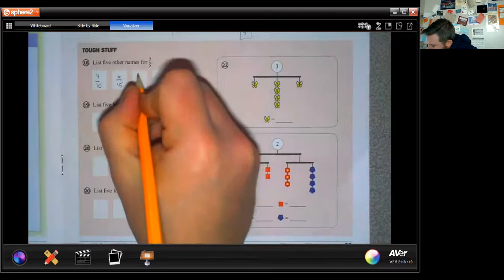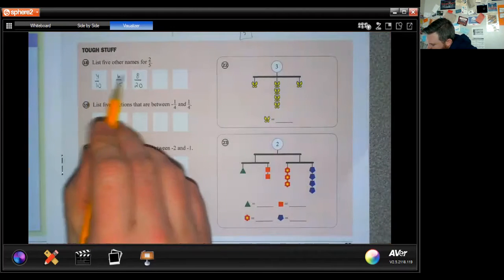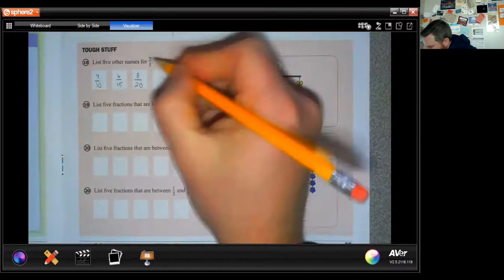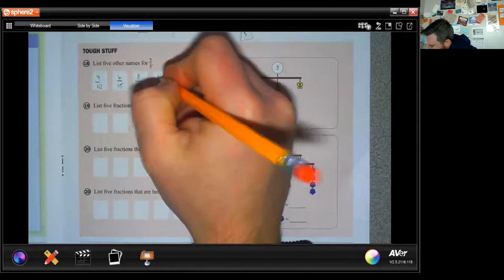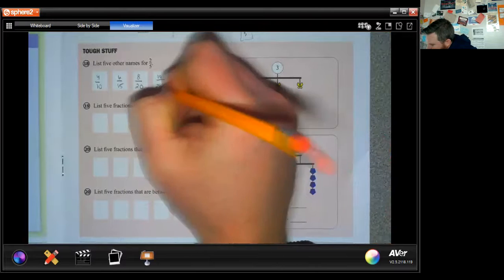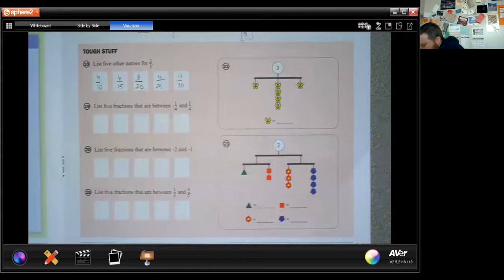I could have 8/20. Notice the top is going up by 2's while the bottom is going up by 5. 2 and 5. I got 10/25 and 12/30. Those are all 2/5.